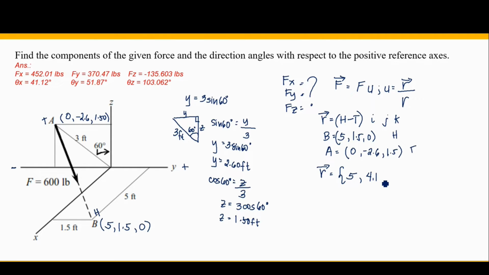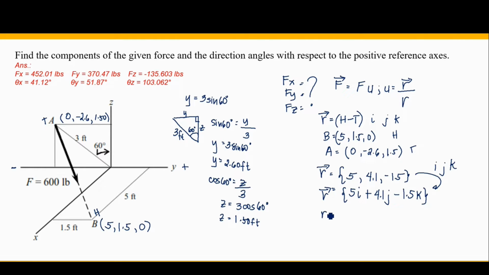And then 0 minus negative 1.5 is of course negative 1.5. And sabi natin, the position vector, therefore, must be 5i plus 4.1j minus 1.5k. So, ito na yung ating position vector R. Convert natin yan into i, j, k. Okay, head minus tail, tapos naka-i, j, k. Therefore, we have 5i plus 4.1j minus 1.5k.